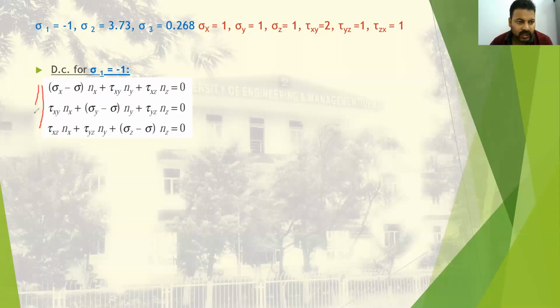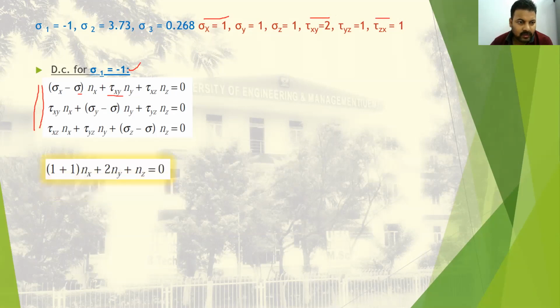This equation, we have already seen how it came. In this equation, we need to put the value of sigma x. So sigma x is equal to this value, and sigma is equal to minus 1, and nx is unknown. Tau xy is equal to 2, and tau xz is equal to 1. Similarly, we can do for the other equations. By putting in the values, we can get an equation like this.